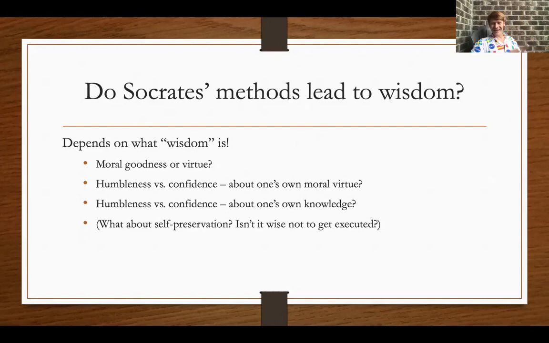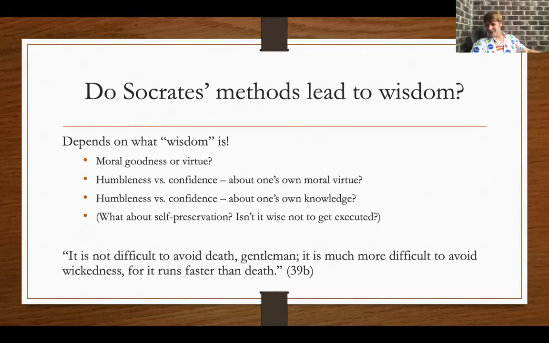We might also say that it's wise to keep yourself alive as long as possible, right? We might call that practical wisdom. So maybe it's wise to not get executed. And if that's the case, then Socrates is the opposite of wise, because Socrates is actively getting himself executed, right? He's saying all the wrong things to not get executed. So these are some candidate options for wisdom. And depending on how we define wisdom, we'll get different answers to whether or not the Socratic method gets us actual wisdom.